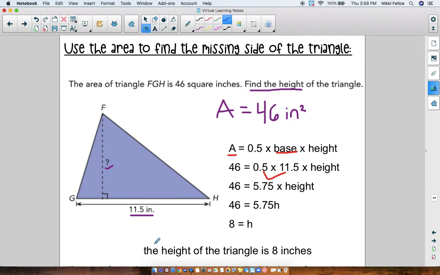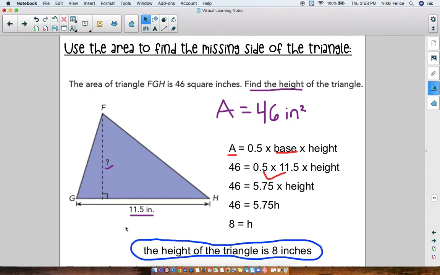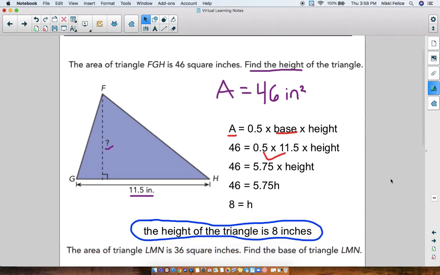So I'm now combining two things that you know how to do. One would be solving equations, and two is using this area formula. So even though we're looking for something different, you still want to plug in all of the numbers that you know and then simplify your equation all the way down until it looks something like this, so you can use an inverse operation to solve for whatever's missing. Let's do another one together.